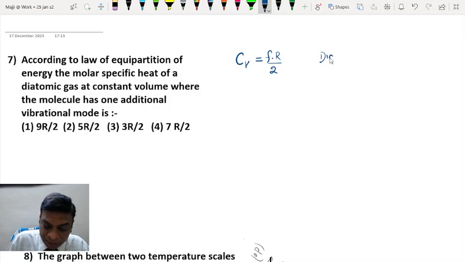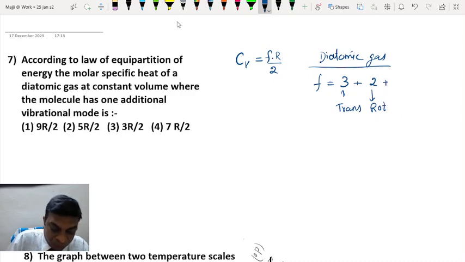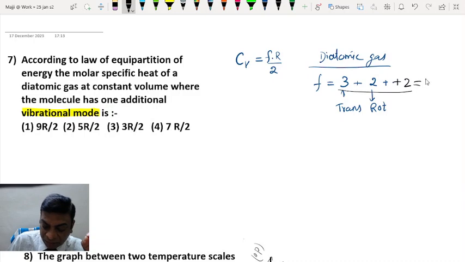Now for a diatomic gas, let us calculate the degrees of freedom. Usually you know that all kinds of gas molecules will have 3 degrees of freedom corresponding to translatory motion. Then for a diatomic gas, there are 2 degrees of freedom corresponding to rotational motion. Then corresponding to each vibrational mode, there will be 2 degrees of freedom. So altogether you have 7, so Cv is 7R by 2. So that is correct. I hope that is clear.